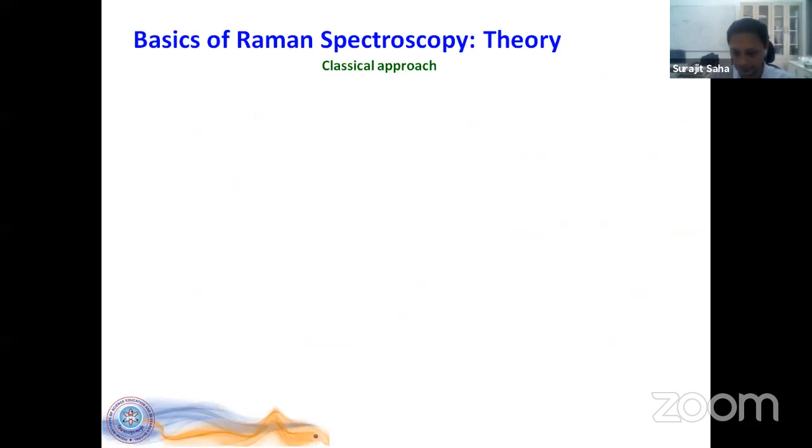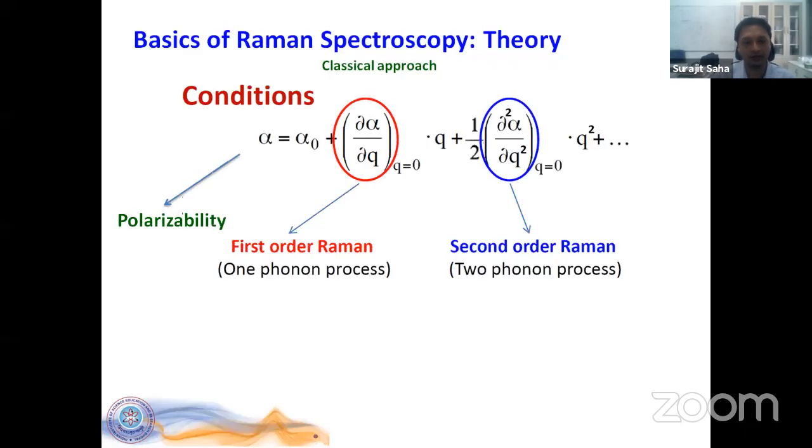Now, coming to the next slide. So now the conditions or the thumb rules that again decide whether it will be Raman active or not. Again, look at the polarizability expansion series. The first term, to remind, is basically the first derivative of the polarizability alpha with respect to the normal coordinate. And the second term is the second derivative of the same, that means the polarizability with respect to the normal coordinate. Now the first term refers to the normal Raman active modes, that means the first order Raman active modes, where there is only one phonon that takes part in the process.